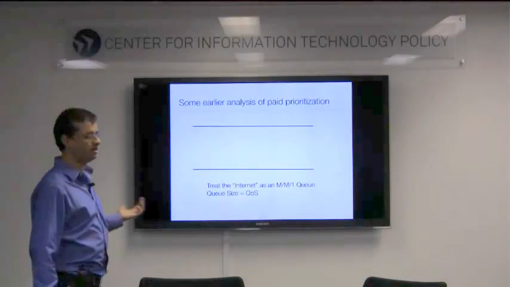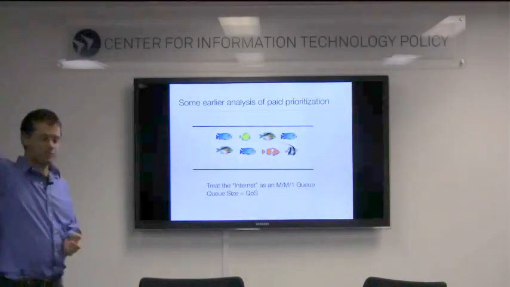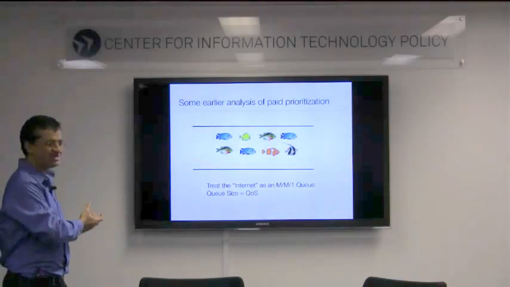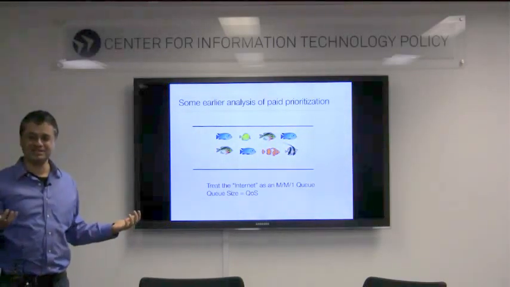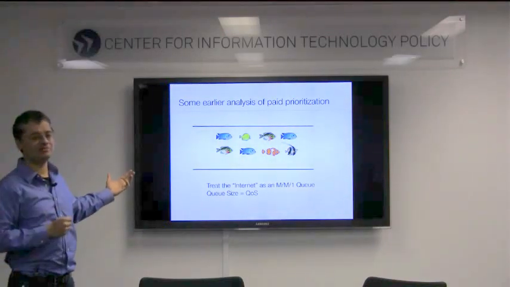Again, we looked at these papers, which say treat the internet as an M/M/1 queue. I had no idea what the M was. Are you talking about packets? Are you talking about flows? Are you talking about objects? It made no sense what it meant, and let's say the queue size is the quality of service.